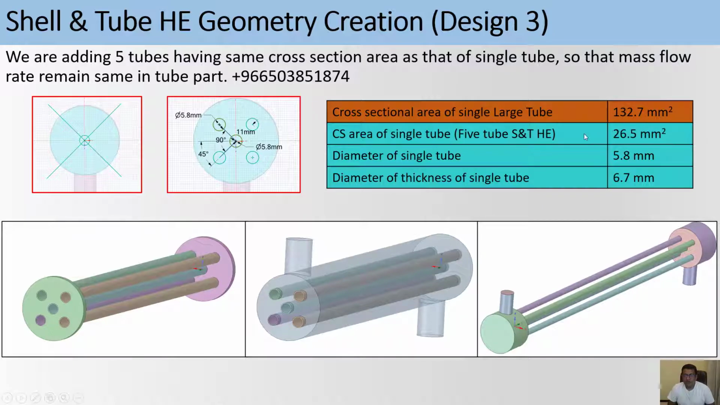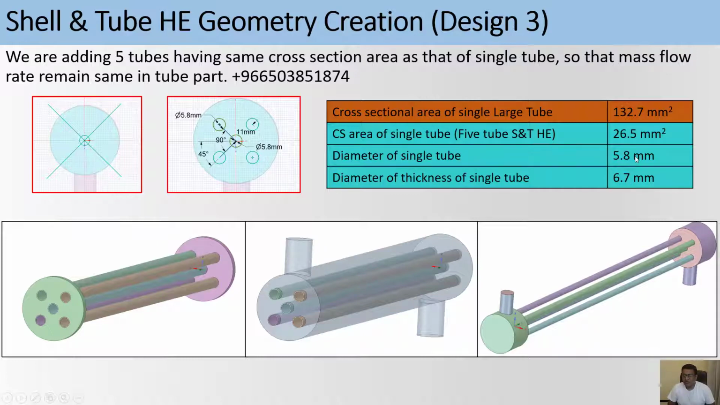And then for the single tube, if I divide this value by 5, I would get this area, this area. And then from here I can use the area formula. From the area formula I can get the diameter of the single tube, and in the same analysis I can also get the thickness of the single tube.